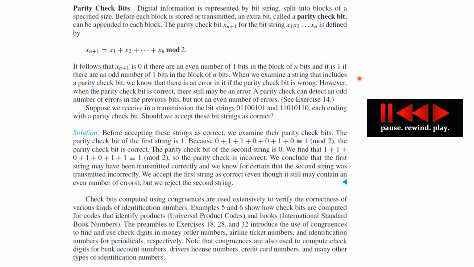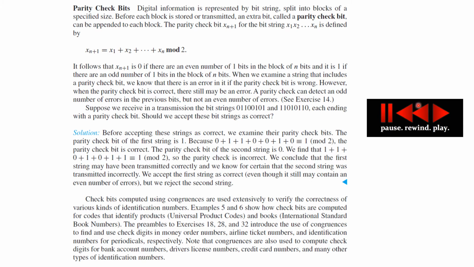So if we examine a string that includes a parity check bit, we know there's an error if the parity of the check bit is wrong based on the other bits. However, when the parity check bit is correct, there still may be an error because there actually could be more than one error. A parity check can detect an odd number of errors in the previous bits, but not an even number of errors, and you can think through that.